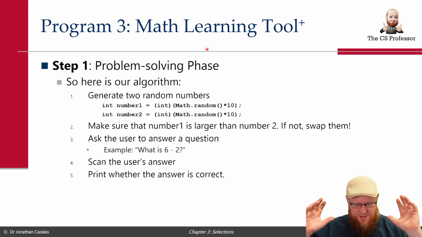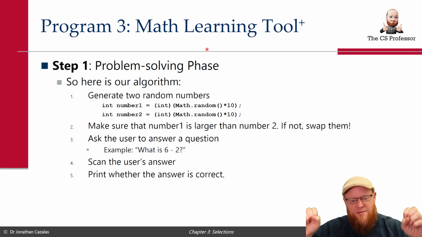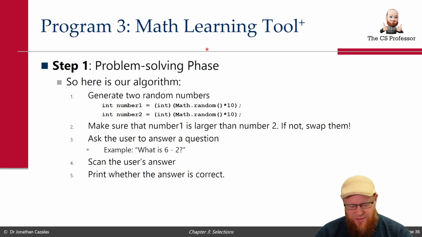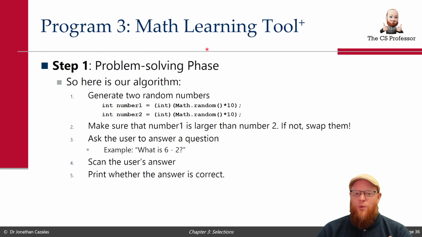And if we ask them 6 minus 2, it's fine. Their brains can handle that. But if we ask them 2 minus 6, resulting in a negative number, they just can't deal with negative numbers. They're going to want to give up, right? They're going to want to cry about it. So we don't want to do that. We're going to ask them only to give us positive answers, or even 0 if we have 6 minus 6.